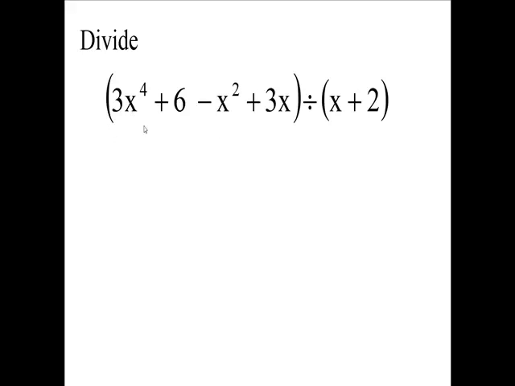Divide 3x to the fourth plus 6 minus x squared plus 3x. We're going to divide this by x plus 2. Okay, let's write this in this form. We're going to have x plus 2 over here.